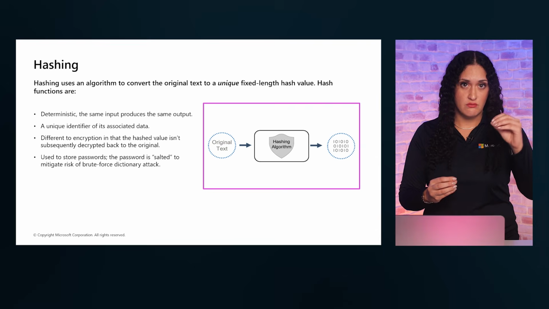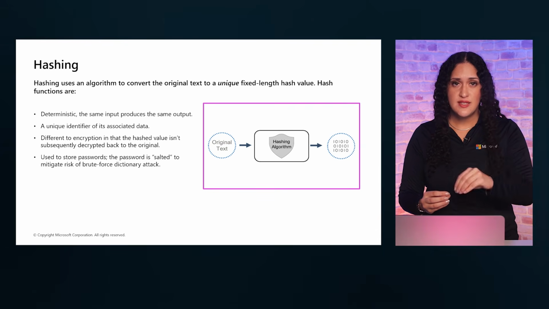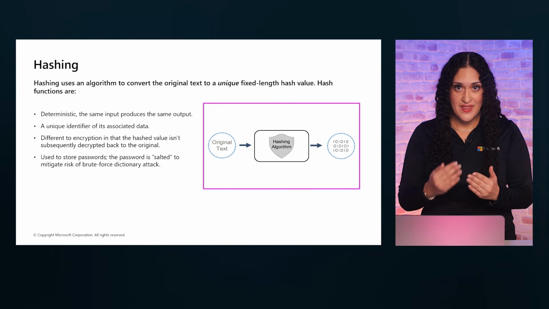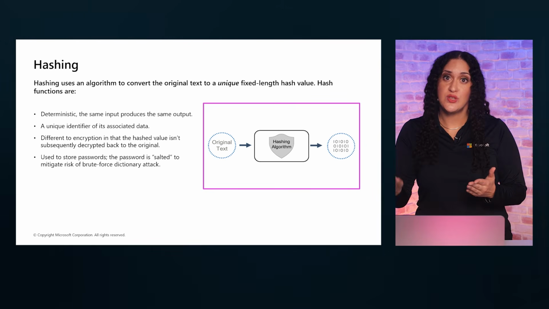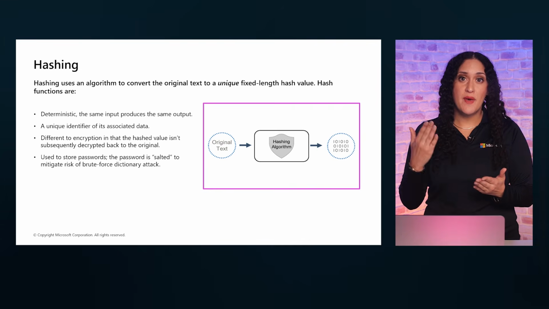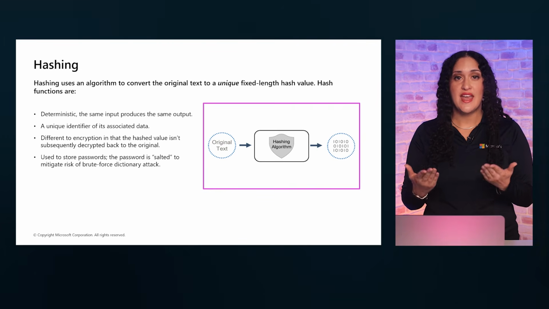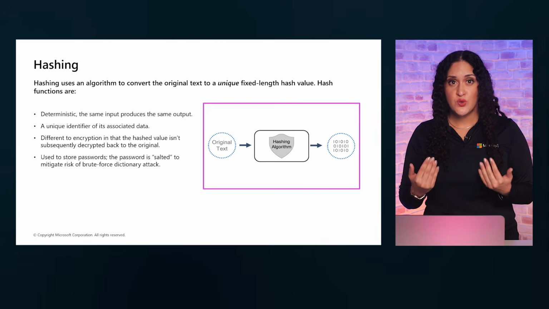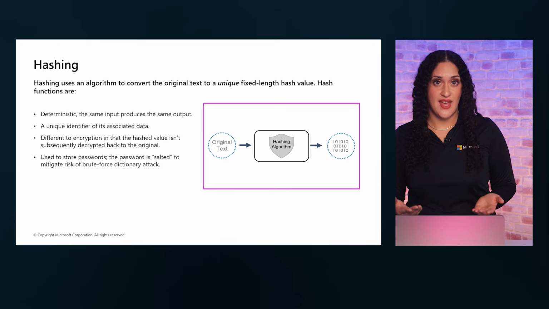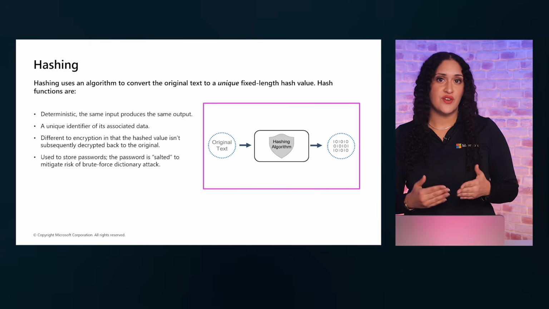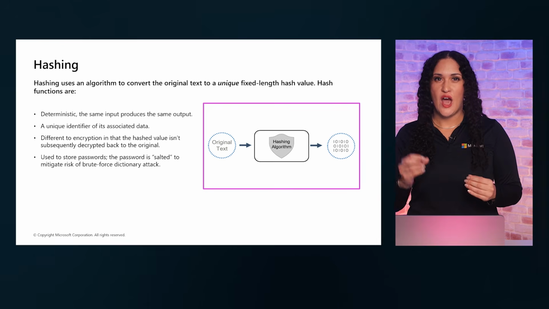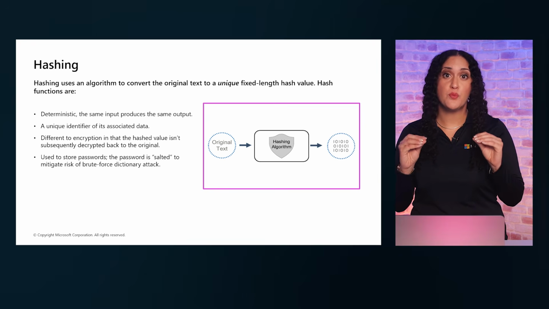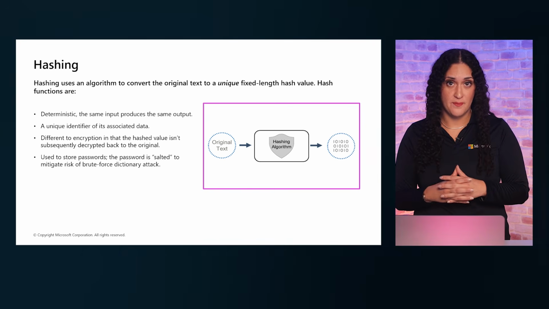So in practice, hashing is most commonly used to protect passwords. Instead of storing the clear text password, systems store only the hashed version. So when a user signs in, the entered password is hashed using the same algorithm, and then we compare these two hashes. If they match, access is granted. To reduce the risk of brute force or dictionary attacks, passwords are often salted, meaning a random value is added before hashing, so identical passwords don't produce identical hashes every time.